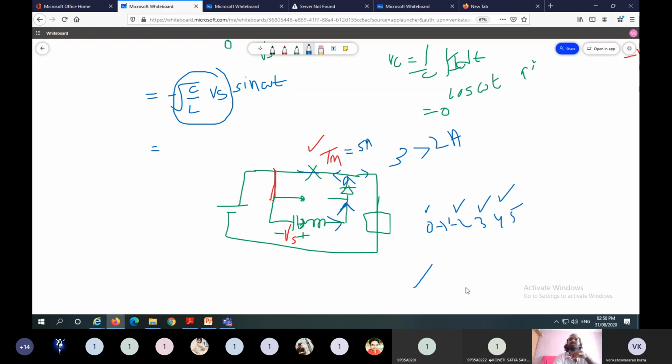Once the capacitor current reaches 4 amperes, 5 minus 4, 1. Here net current is less than holding current. So the SCR, the main thyristor, will be turned off.